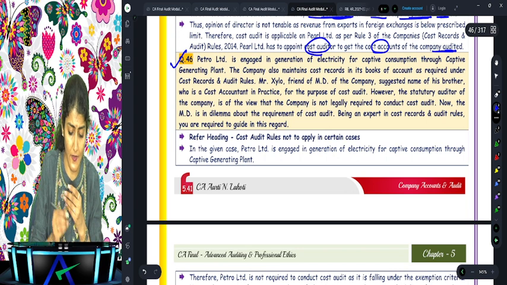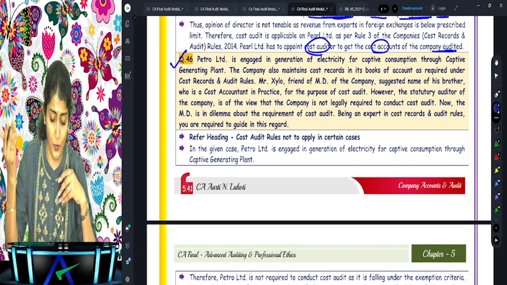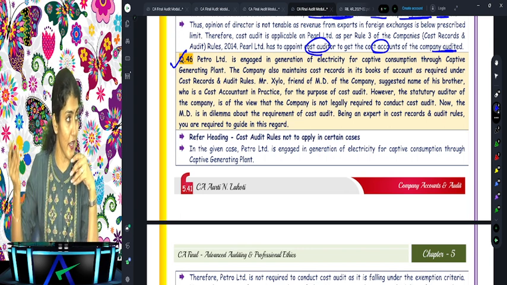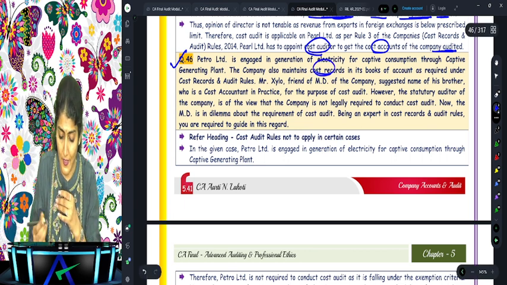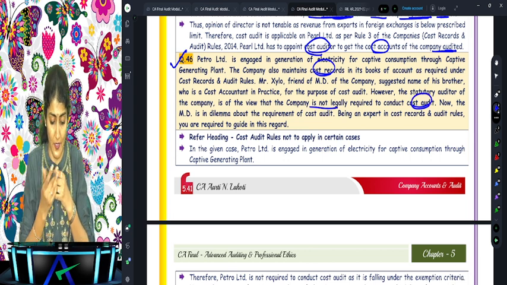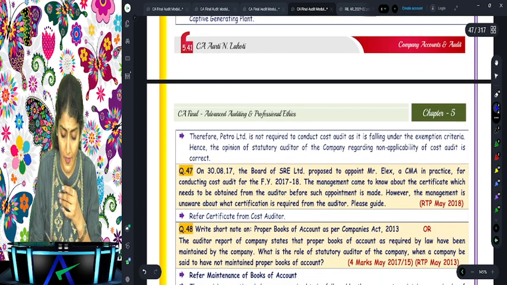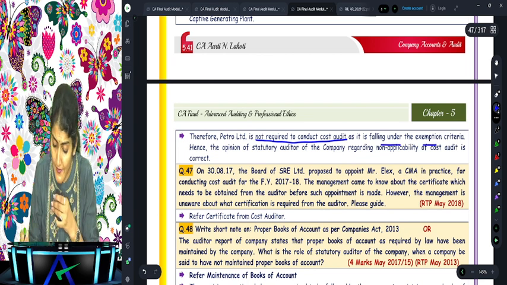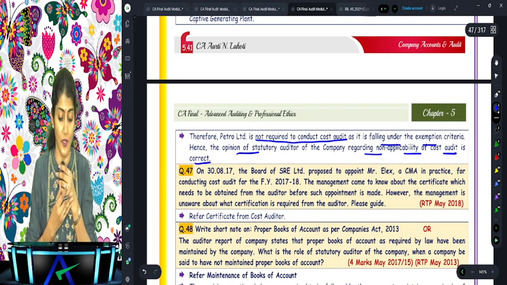Then question number 46. Petro Limited is engaged in the generation of electricity for captive consumption through a captive generating plant. The company is required to maintain the cost records. The company is of the view that it is not required to get a cost audit done. So refer to the heading, cost audit rules not to apply in the given case. And what does it say? Petro Limited is not required to conduct cost audit as it falls under the exemption criteria. Hence the opinion regarding non-applicability of the cost audit is correct.